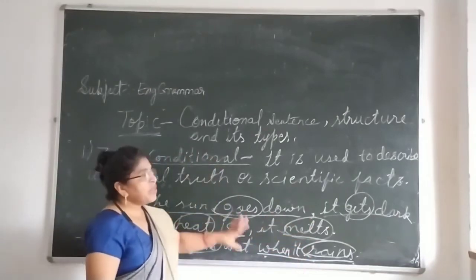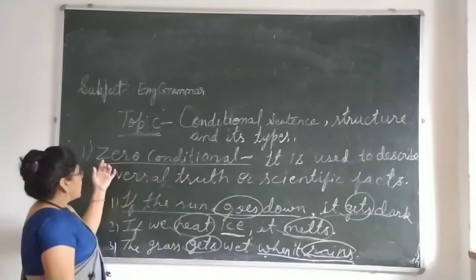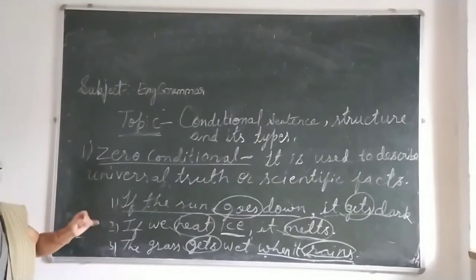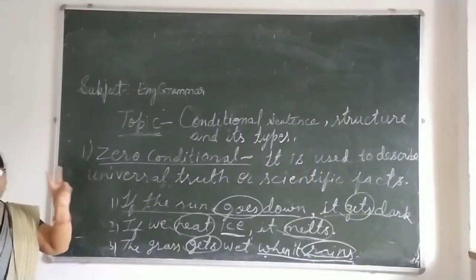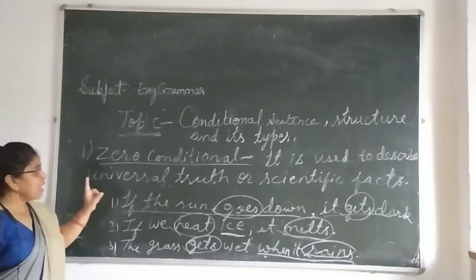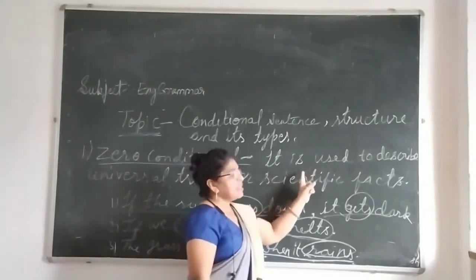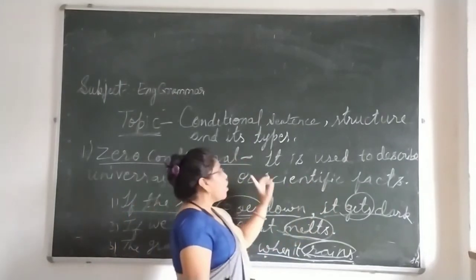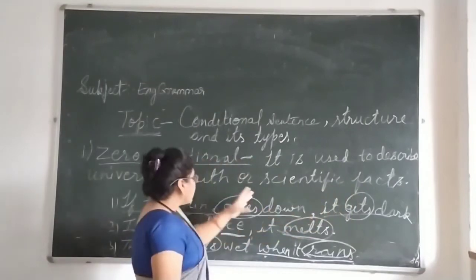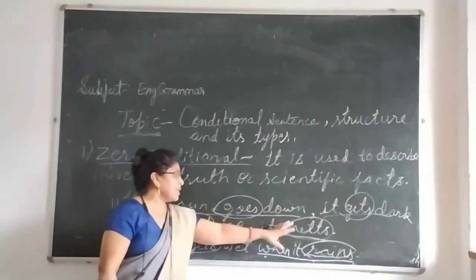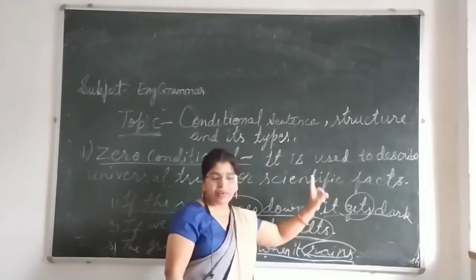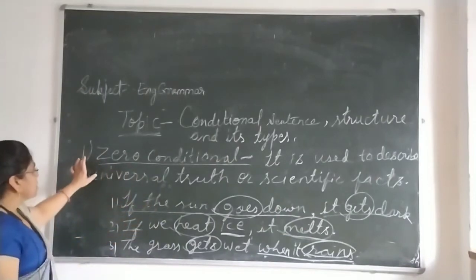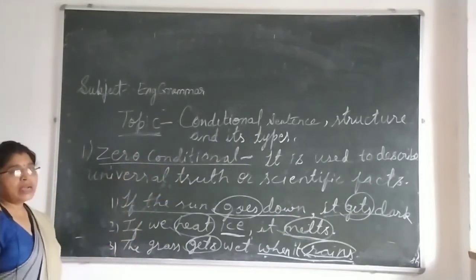That means if the sentence is a zero conditional sentence, how will you identify, how will you recognize it? Two things should be there. One is the sentence should describe facts, either a universal truth or a scientific fact. And the second thing, both parts of the sentence should be in present indefinite tense. Okay, so this is all for zero conditional. Hope you understood it well.